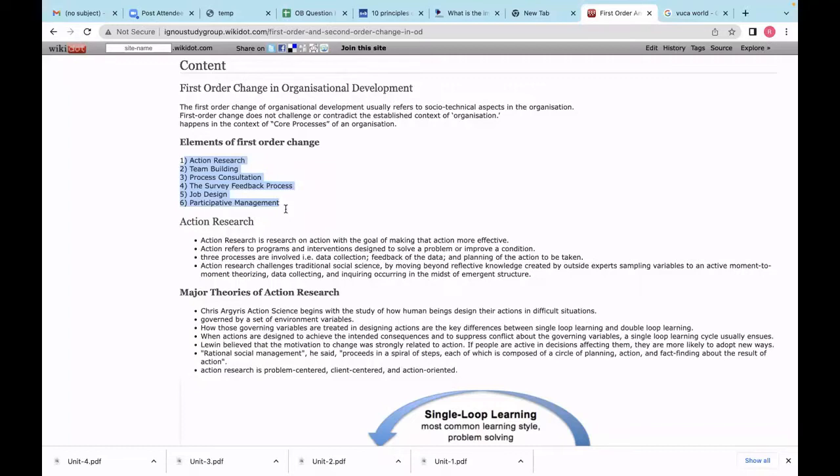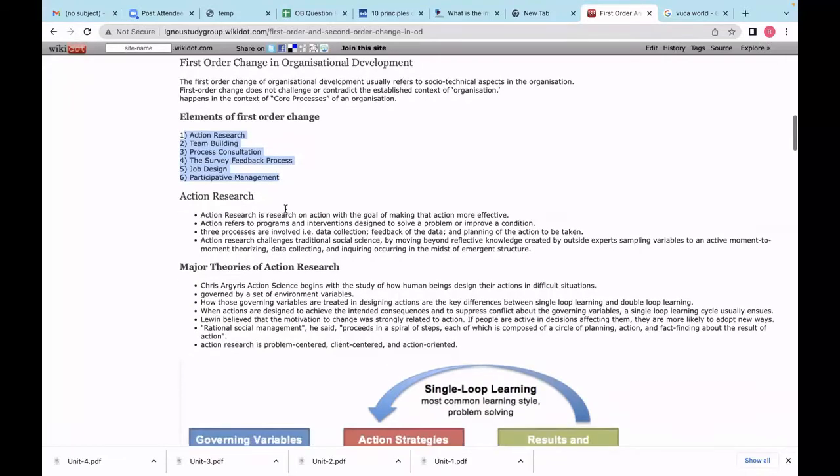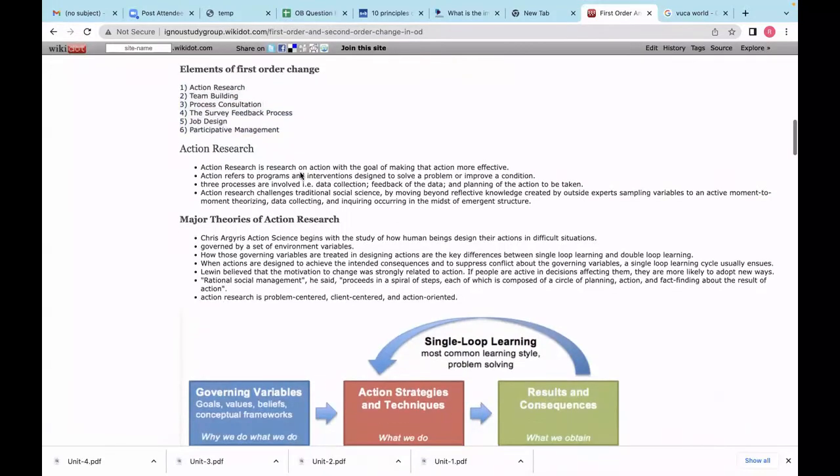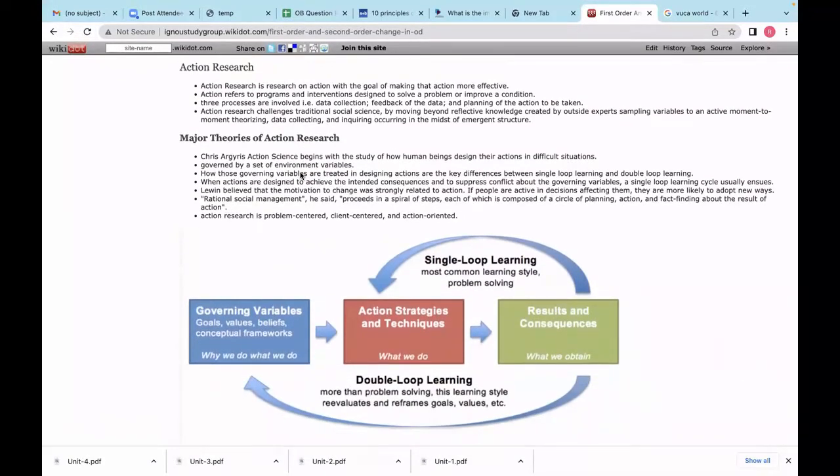So now we are going to go through these elements of first order change. There are 6 elements: action research, team building, process consultation, survey feedback process, job design, participative management. So first and foremost, action research. As I specified earlier, action research is nothing but inquiring how to do a particular action in a more effective way.